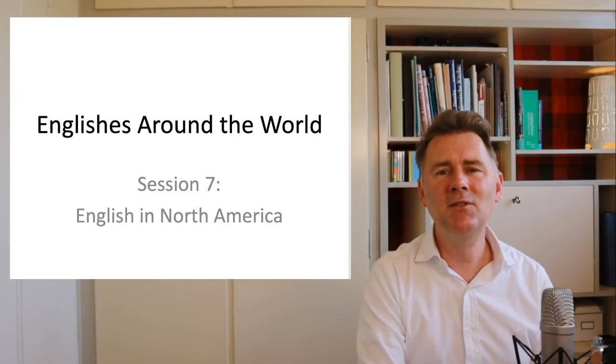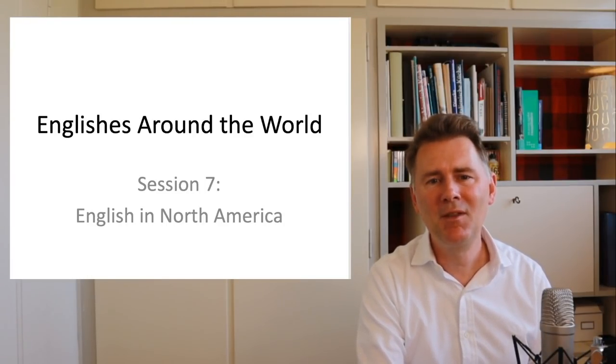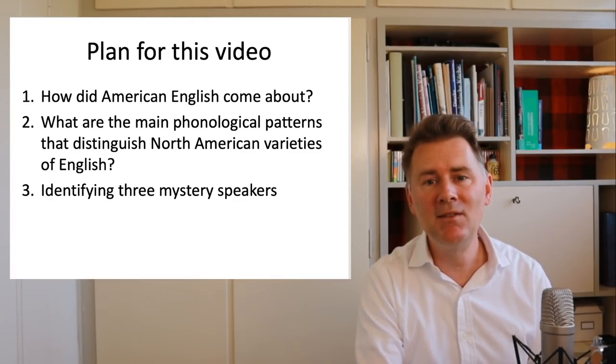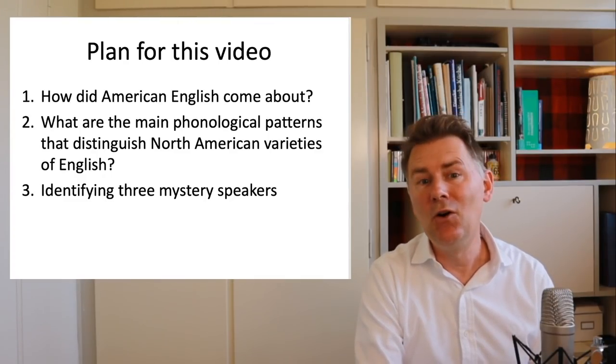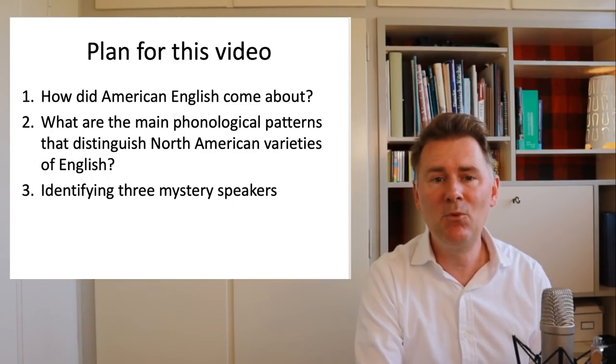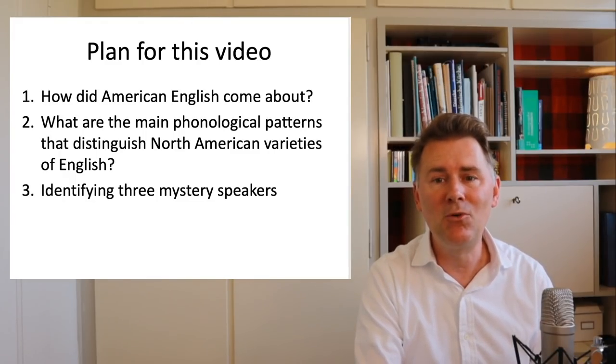Today, we'll be taking a closer look at English as it is spoken in North America. The plan for this video is that we will first cover the historical basis of how American English came about. In earlier videos in this series, I talked about colonialism and about the worldwide expansion of English. American English, of course, fits into that broader picture, and we'll see where it has its place in the ecology of world Englishes that we've been talking about up to this point.